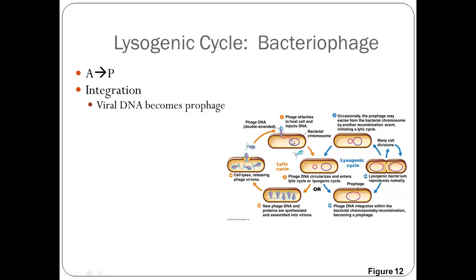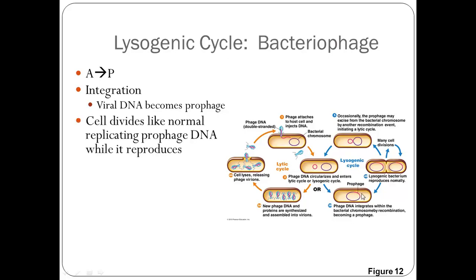So we've injected the DNA, so now the virus is pink, the bacterial chromosome is purple. It's now going to integrate with one another. See that there? So we create this prophage DNA here. And then the cell divides like normal, replicating the prophage DNA while it reproduces. So reproduction within the host. It's going to go through normal binary fission. Every time the bacteria goes through binary fission, it's going to have a copy of this prophage DNA each time. It remains a prophage until induction.